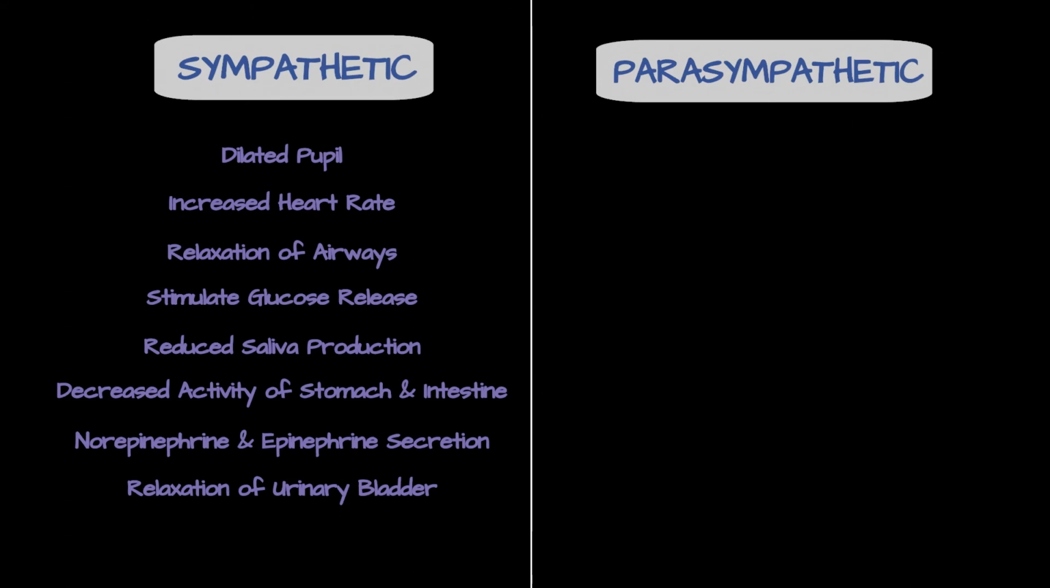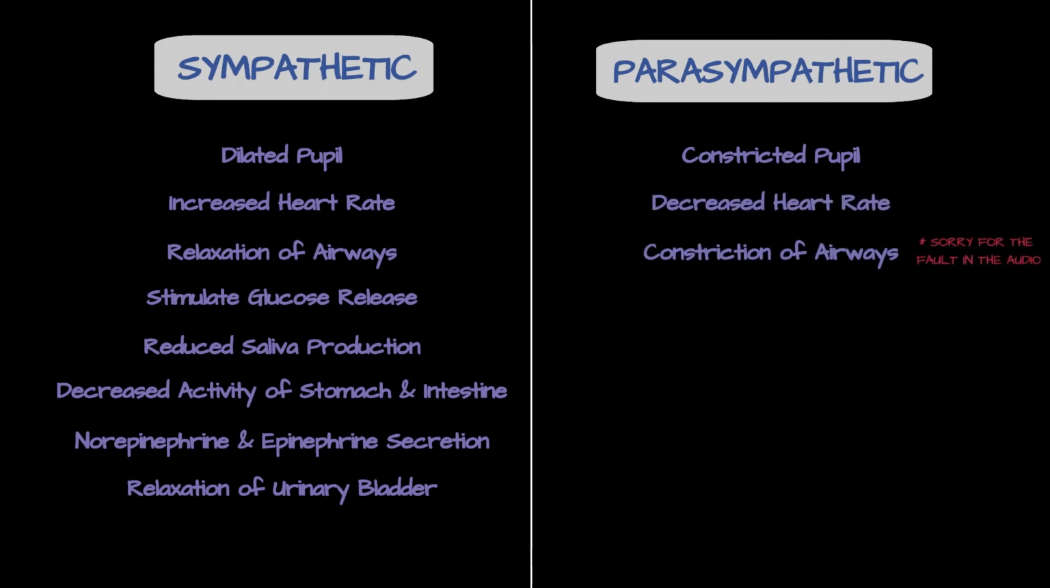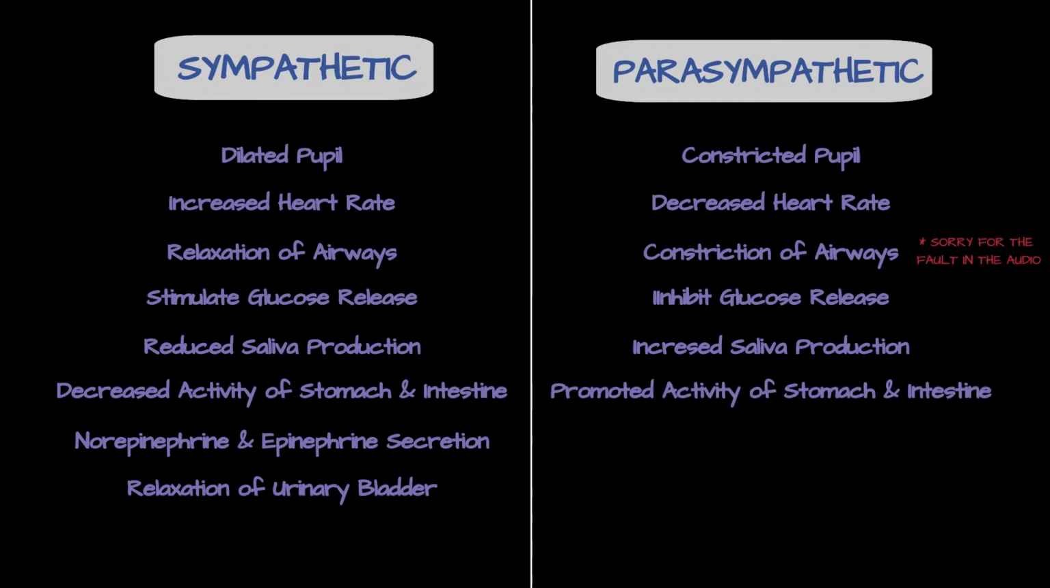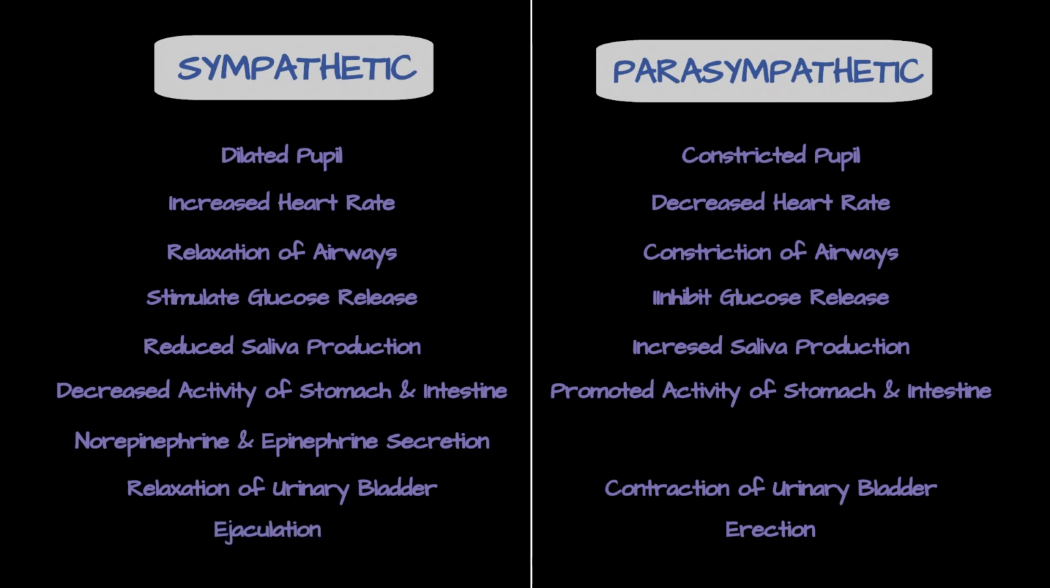In parasympathetic activation, there will be constricted pupil, the heart rate is reduced, and the airway is constricted. The glucose release by the liver into the circulation is inhibited. The saliva production is stimulated, and the activity of stomach and intestine is promoted. The urinary bladder is contracted. The parasympathetic nervous system activation promotes the erection of the genitals, while the ejaculation is promoted by the sympathetic nervous system.